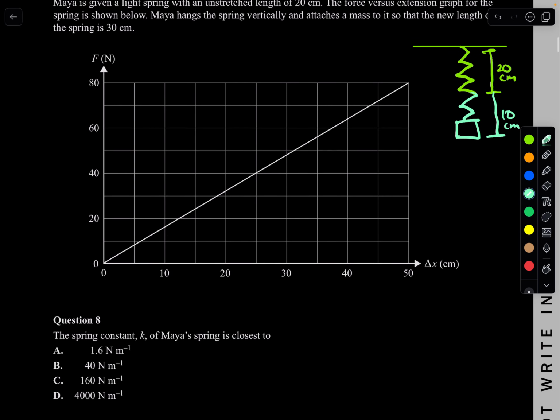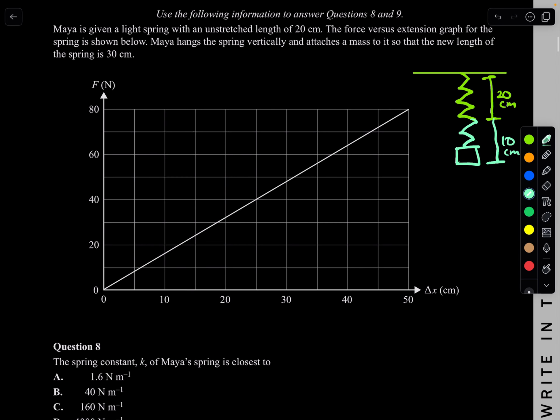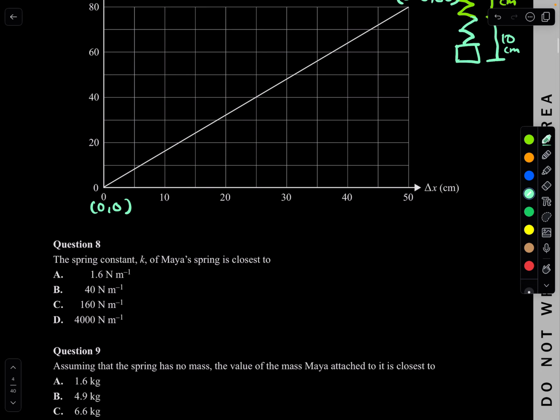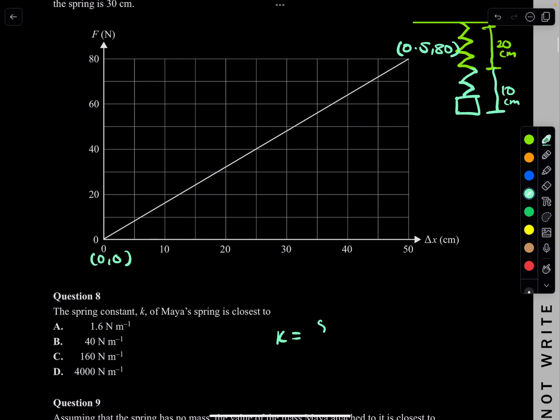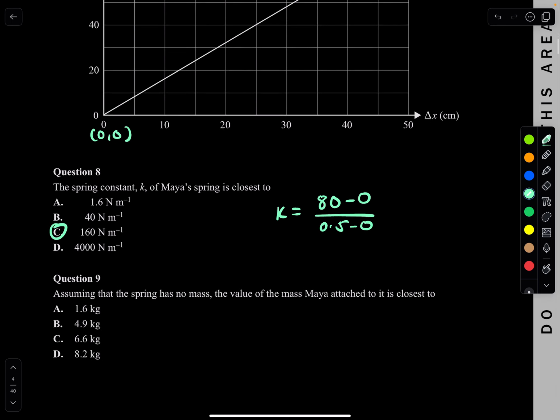Let's have a look at this. The spring constant k of my spring is closest to what? So we actually have a force extension graph. And remember that to find the spring constant, it's actually just the slope of this graph. This point here is 0, 0. This point is, remember, make sure you change this to meters, not centimeters. So it's going to be just 50 times 10 to the negative 2, which is 0.5, and 80. So your k value is going to be that slope. So it's going to be 80 minus 0 over 0.5 minus 0, which is going to be what? It's going to be 160. So C.